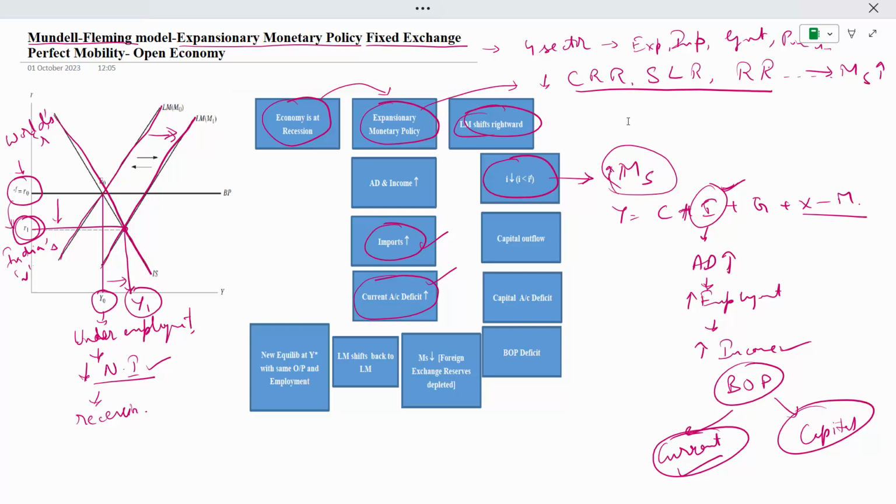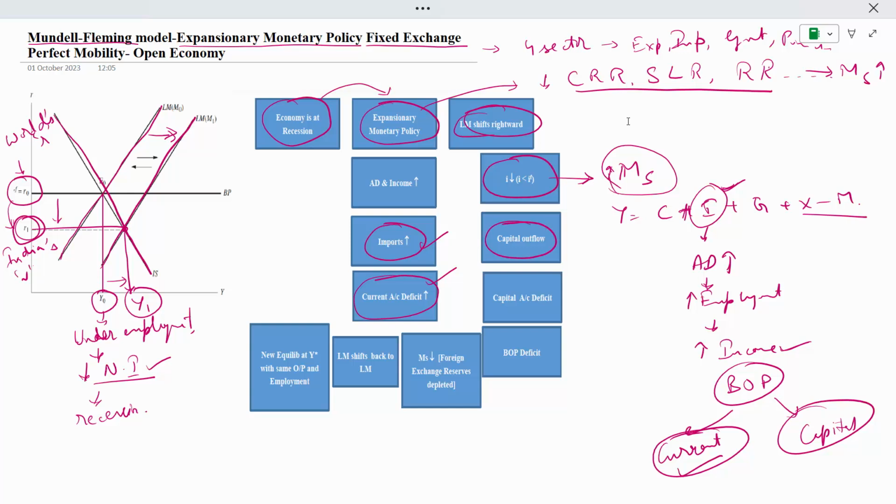Now a situation has arisen wherein the foreign investors who have earlier invested in our country take out their money from our market and then invest in some other markets, say in the US economy, in China or Germany, wherever they find their interest rate is more, so that they can increase their profit. So this is what happens whenever the interest rate of India falls down.